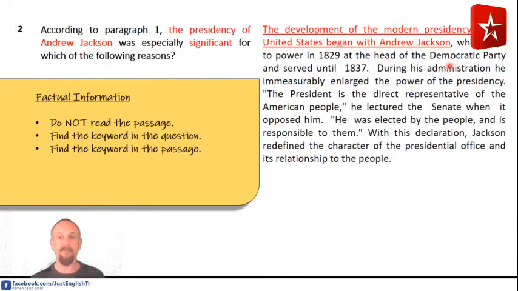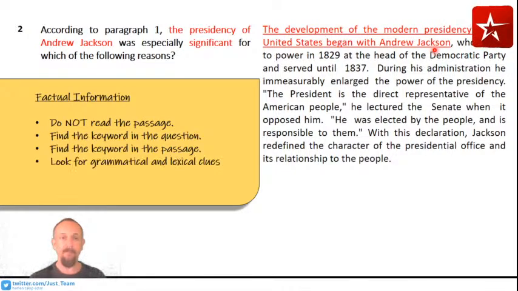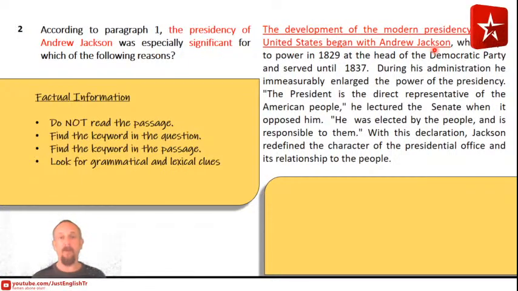We can maybe look slightly outside of that information once in a while with some question types, but with factual information, if that keyword is in 1 sentence, we need 1 sentence. If that keyword is in 2 sentences, then we only need 2 sentences. We're going to look for grammatical rules and lexical clues. What I mean by lexical is vocabulary.